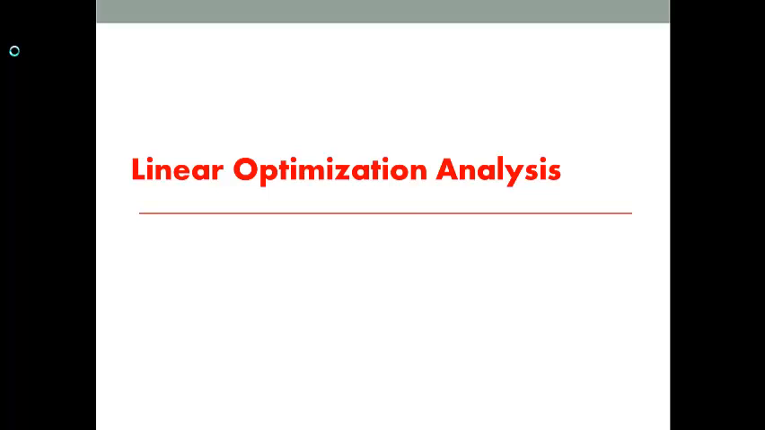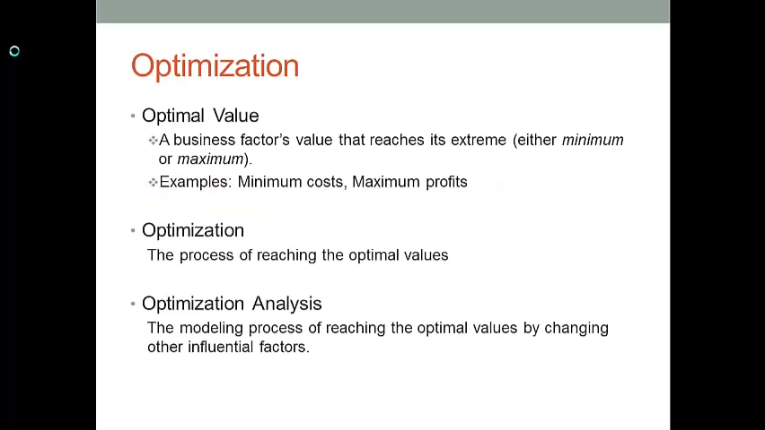Hello everyone, let's talk about the linear optimization analysis in this lecture. When we make business decisions in practice, we frequently want to reach some extreme values. For instance, minimum cost, maximum profits, and so on. We call these extreme values optimal values. The process of reaching the optimal values is called the optimization process.